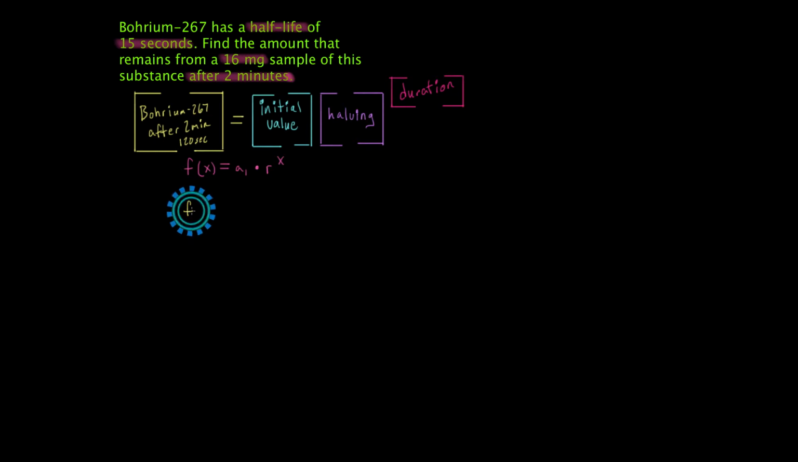So I'm going to lead with f of x is equal to that initial value. The initial value in this case is 16. That's the starting sample. So 16, and I'm going to put parentheses around that.